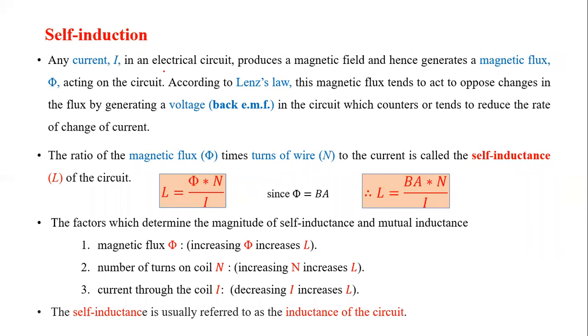Any current in an electric circuit produces a magnetic field and hence generates magnetic flux phi acting on the circuit. So according to Lenz law, the magnetic flux tends to act opposite in direction to changes in the flux generating the voltage.